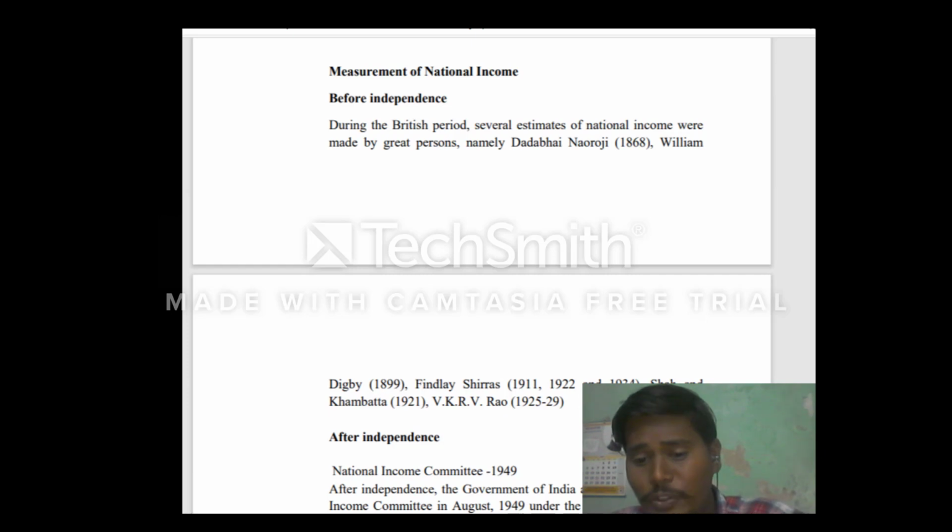So what is the scientific method? Simple. The scientific method combines the income method, expenditure method and output method. V.K.R.V. Rao combined these three methods and estimated national income. Hence he is referred to as the first person to estimate the national income in India scientifically.